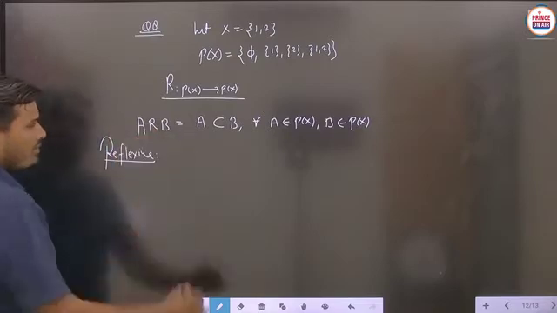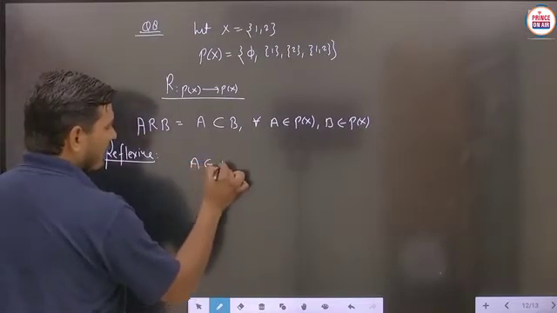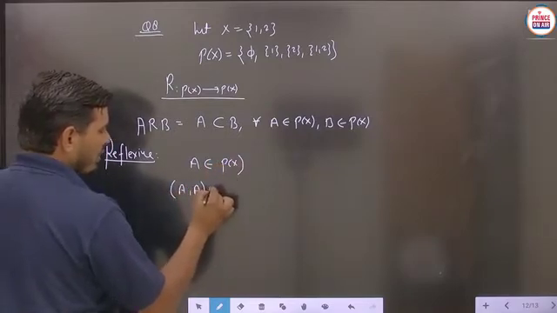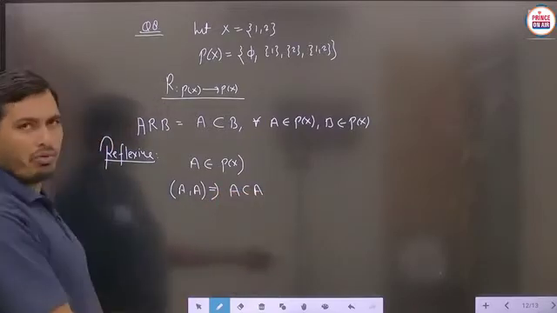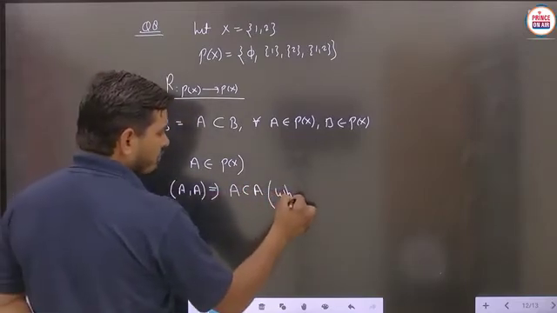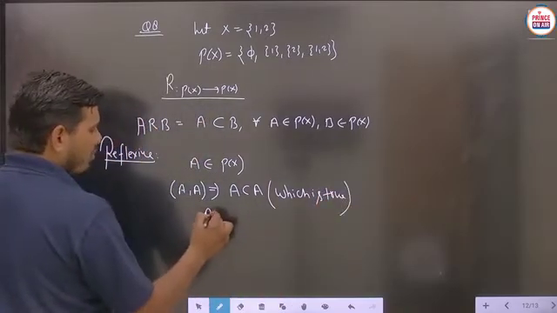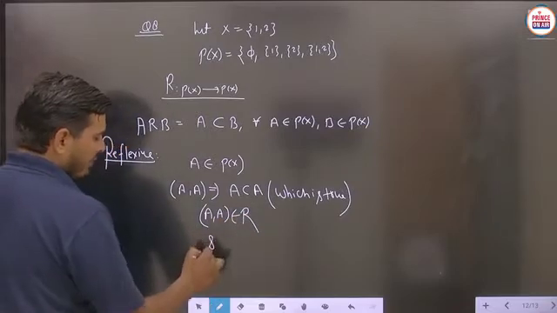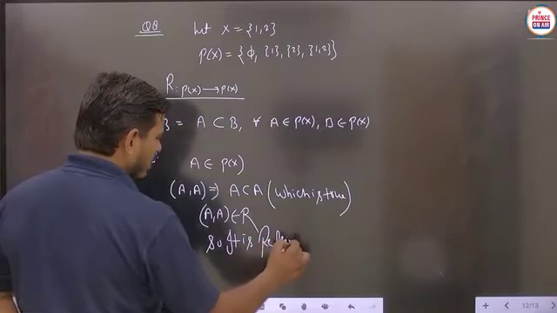So in the reflexive case, students, we take only one set. A belongs to the power set of X. Then (A, A) belongs to R implies that A is a subset of A, which is always true because any set is always a subset of itself. So (A, A) belongs to the relation, so it is reflexive. There should be no problem understanding the reflexive nature.